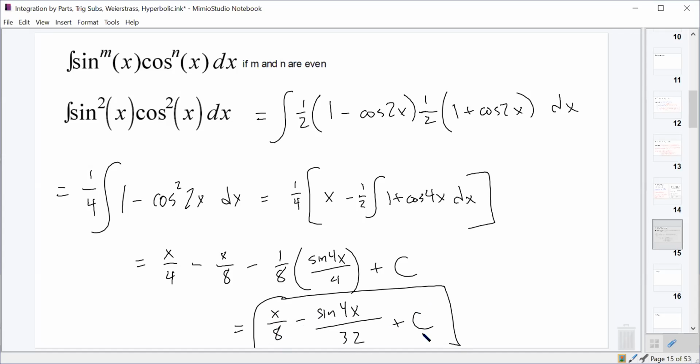Don't we need to integrate the x? There's a 1, it's 1 plus cosine 4x. Yeah, I did that. So I just distributed the 1/4 times the negative 1/2, and then the integral of that 1 was x, so that's the minus x over 8 right here. Yeah, sorry about that. No, you're good. Good or no? Everybody okay or not?